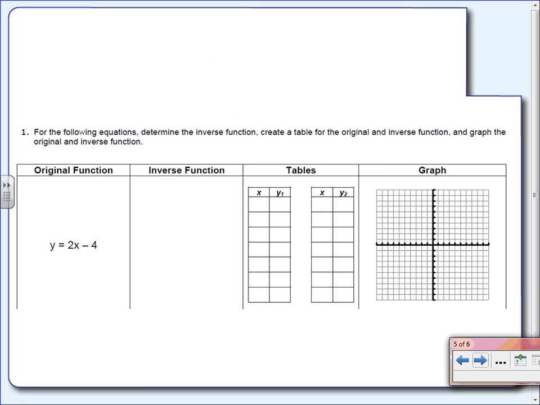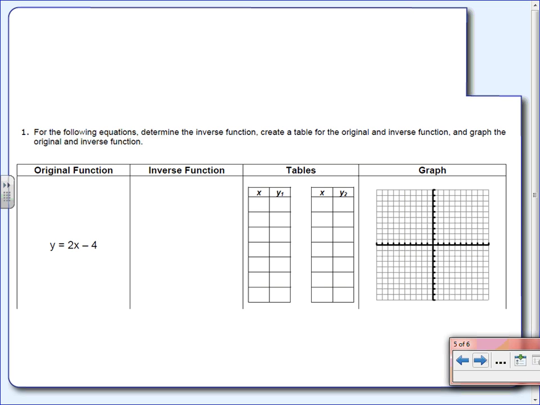All right, we're over on the next page. Over on the next page, they give us a function. In a little while, we'll be finding the inverse of that function. We'll be creating a table for each of these functions, and then we'll also be graphing both of these functions. But we're going to start pretty easy here.